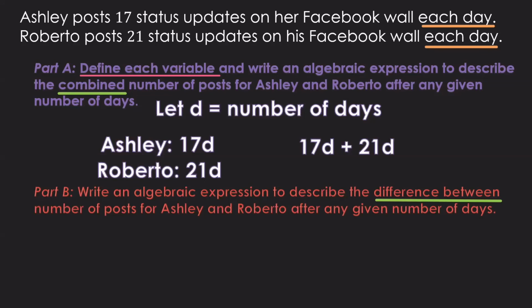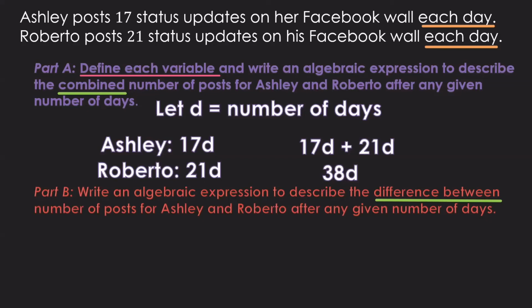But what if I wanted to simplify that? Are those like terms? They are. The reason we would simplify it is because it's much easier to plug in any given number of days to D and multiply it by 38 once versus using our first expression.